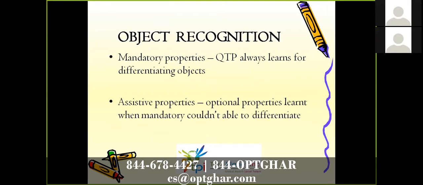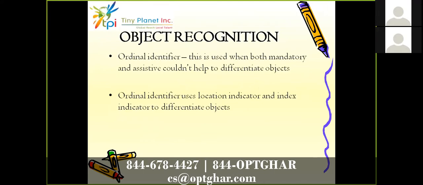So we have standard object recognition, we have mandatory properties. What QTP does is, when you add an object, first of all it will add mandatory properties to identify an object uniquely. If those properties are not enough to identify the object in the application, then it will go for assistive properties. If with assistive properties it is not able to identify, we have ordinary identifiers like index and location. So with that we can identify.